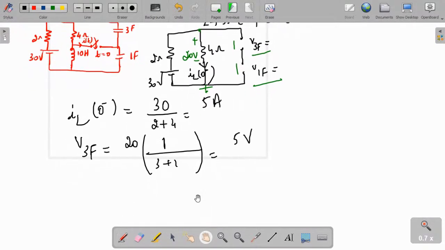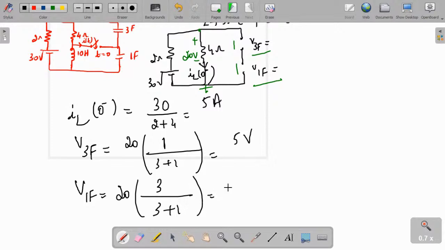Similarly, what about the voltage across the 1 farad capacitor? Total voltage into the opposite capacitance, which is 3 divided by 3 plus 1. So you get 15 volt.